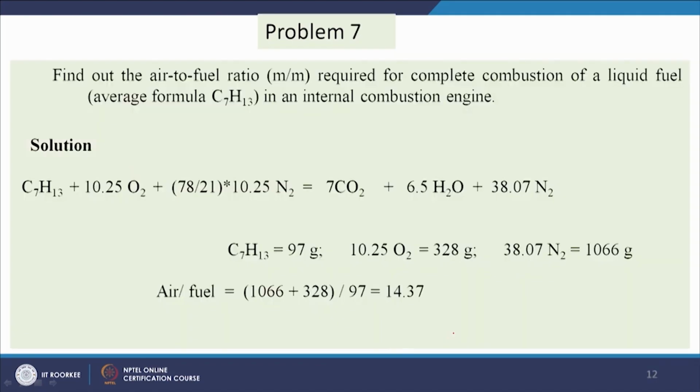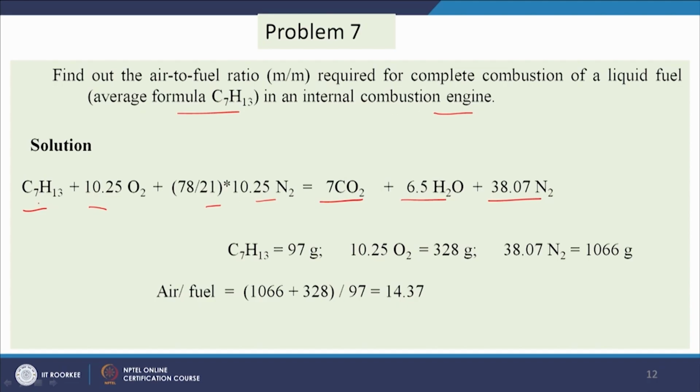Now problem number 7: find the air to fuel ratio required for complete combustion of a liquid fuel, average formula C7H13, in an internal combustion engine. If we take the stoichiometric expression, C7H13 plus 10.25 O2 plus 78 by 21 into 10.25 N2 equals 7 CO2 plus 6.5 H2O plus 38.07 N2. So this is a balanced equation.